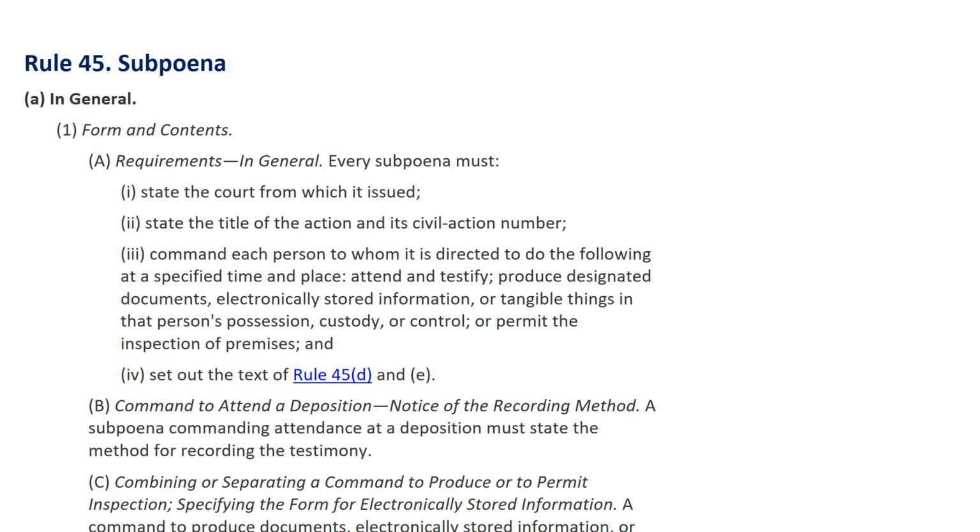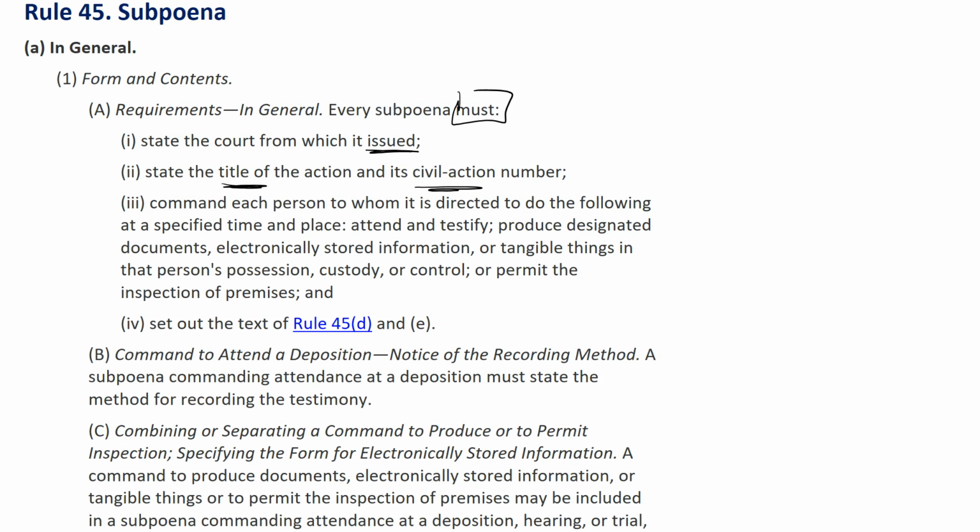All right. I really just want to go through the rule very briefly. Every subpoena must state the court from which it was issued, have your docket number and the title, okay, and command each person to whom it's directed, so that's going to be the non-party, right, to do the following at a specified time and place. Here's the things that you can do. You can have them show up and testify, attend and testify. That would be either to depo, that could be at trial, okay. You can have them produce designated documents, ESI, or tangible things, or permit the inspection of premises, right?